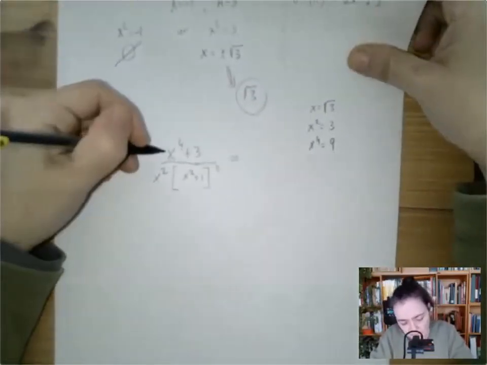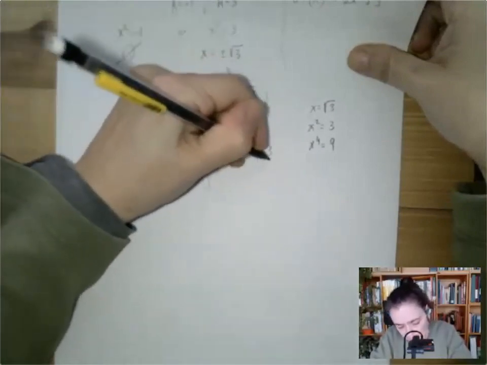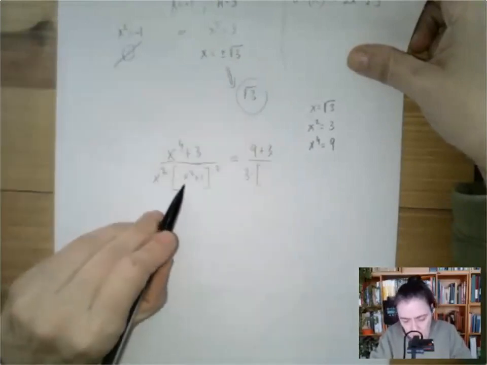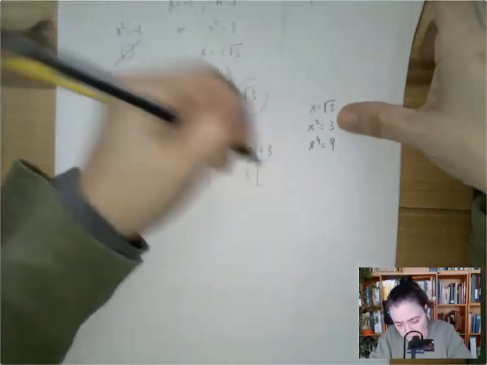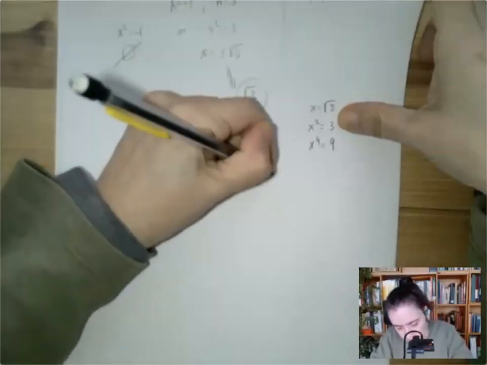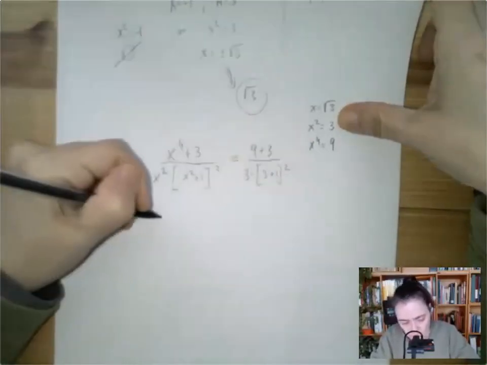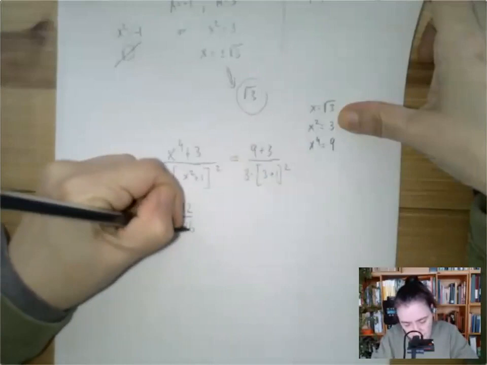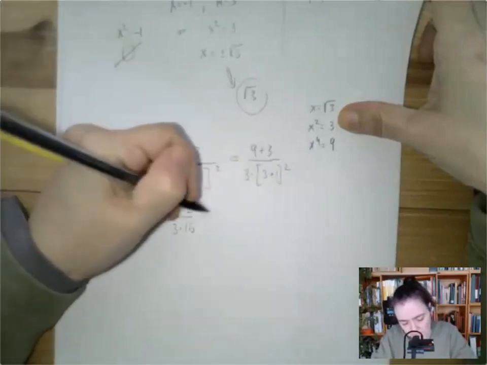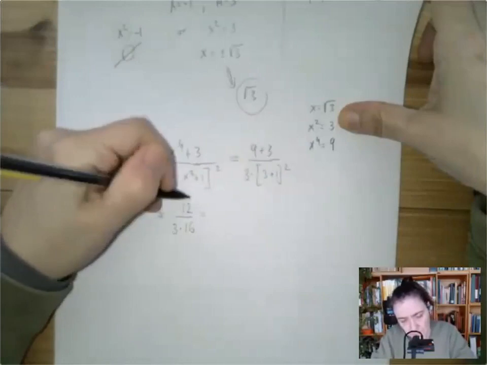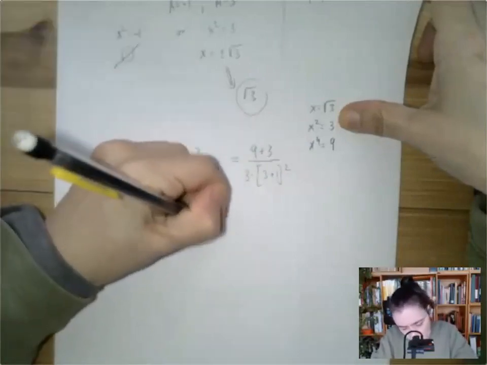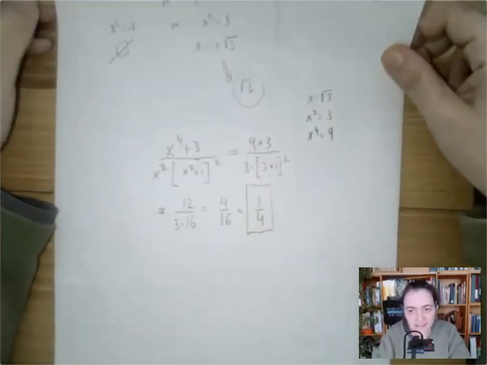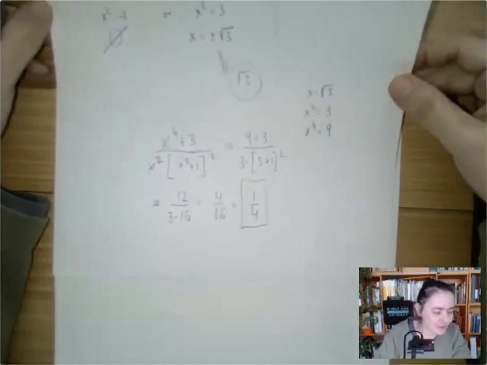So then the fraction that we're dealing with is 9 plus 3 divided by 3 times 3 plus 1 squared. X squared is 3. So we have 12 divided by 3 times 4 squared, which is 16. So we can cancel out the 3. And then we have 4 over 16, or 1 over 4. That's the kind of numbers that you get from the puzzles of Catriona Shearer.